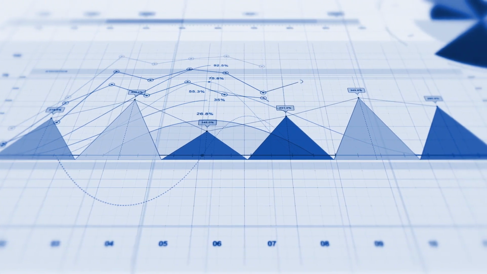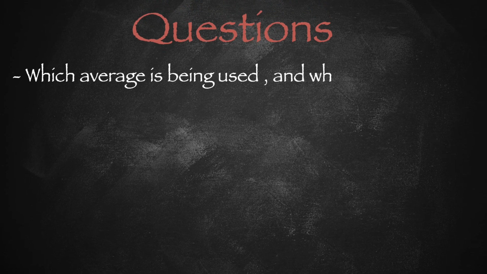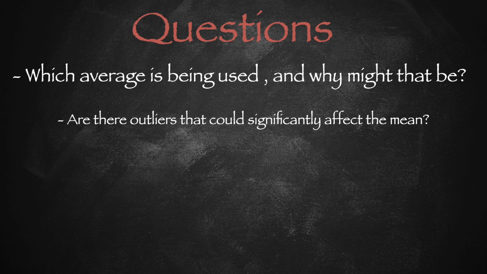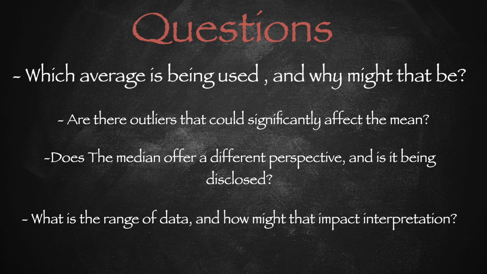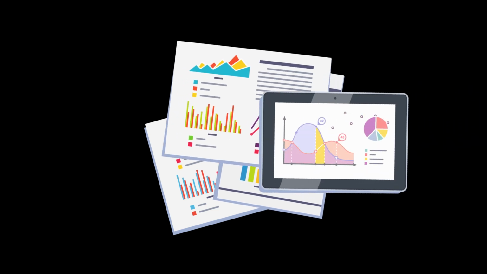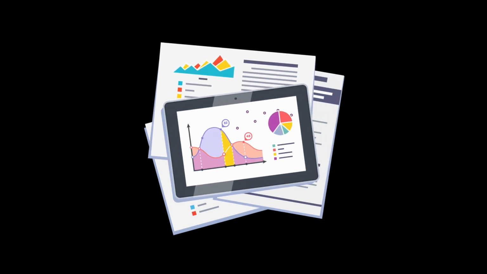To critically evaluate statistical claims, start by asking the following questions. Which average is being used and why might that be? Are there outliers that could significantly affect the mean? Does the median offer a different perspective and is it being disclosed? What is the range of the data and how might that impact interpretation? By applying these questions, consumers can better navigate the sea of statistics in advertisement and beyond, making choices based not on manipulation but on informed understanding.